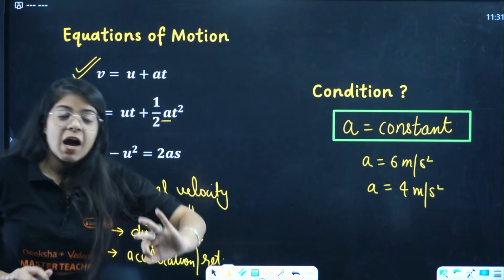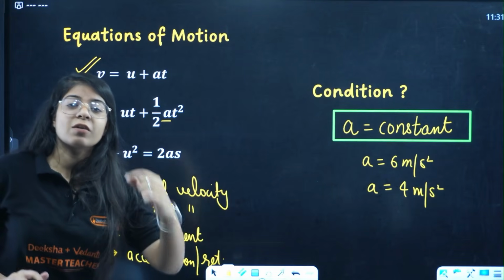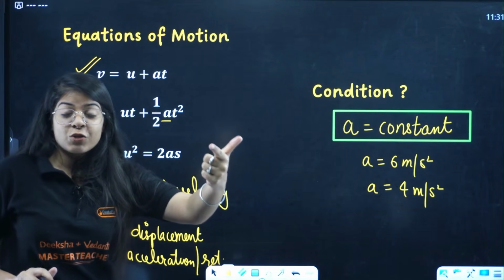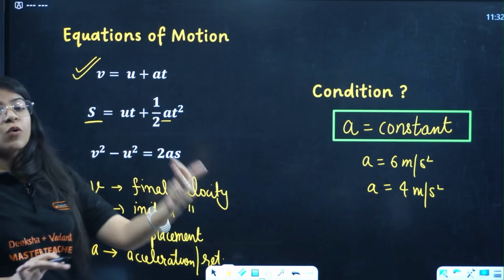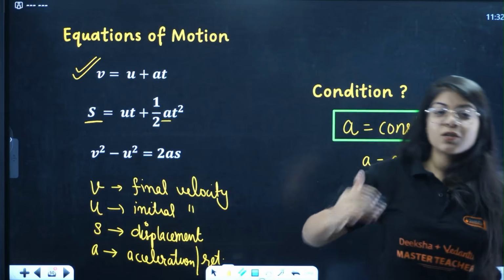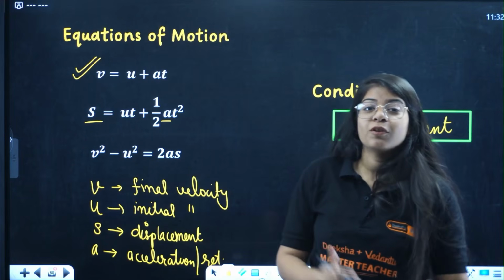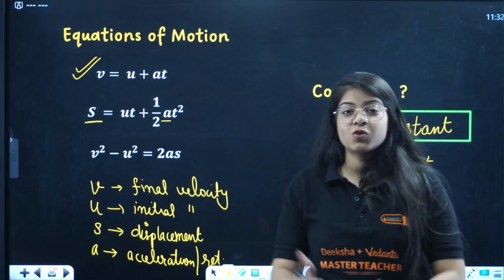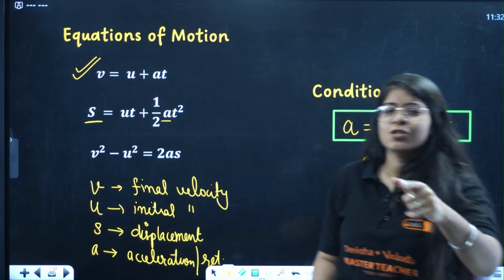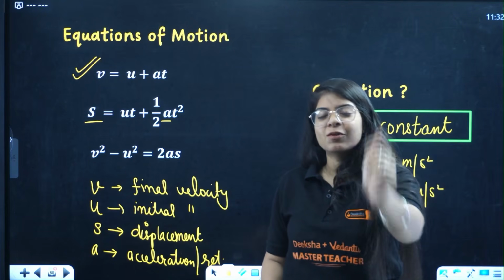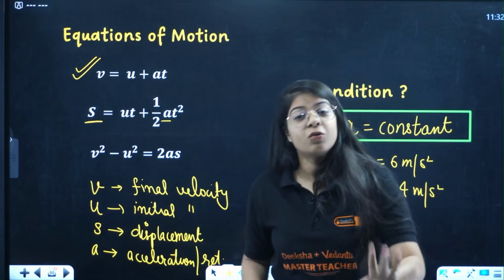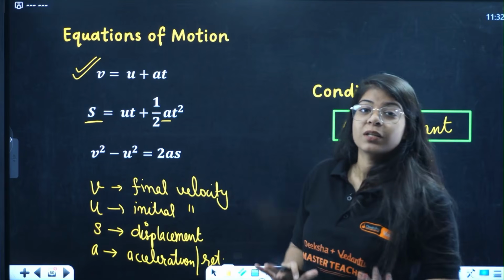How I remember these equations is to continuously say them again and again. V equals U plus AT, S equals UT plus half AT square, V square minus U square equals 2AS. As you continue studying physics, or if you take science in your +1 and +2 as well, you'll see how easily you will remember these equations. They'll be engraved in your soul. V equals U plus AT, S equals UT plus half AT square, V square minus U square equals 2AS. Now how to use it, that we'll see by doing the questions.